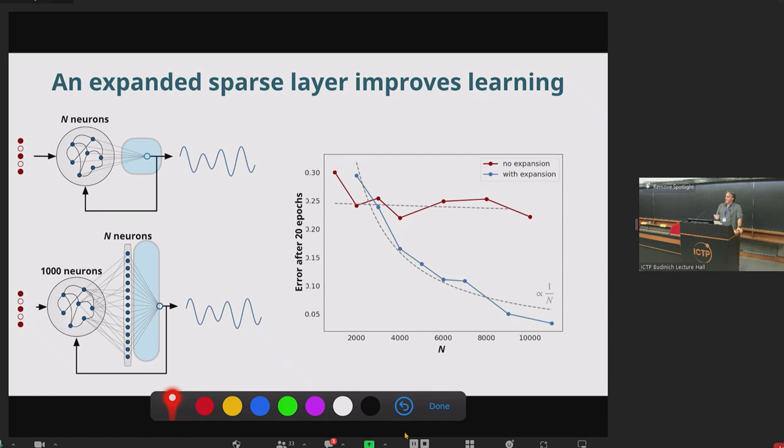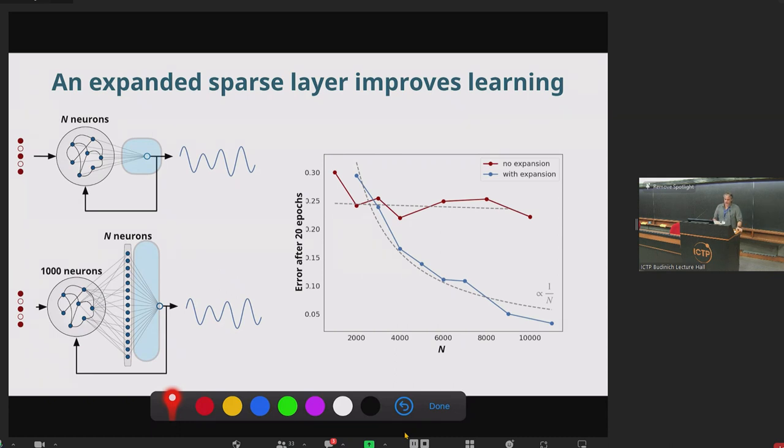How do we define efficiency? Basically, what happens when we add more neurons? In one case, with FORCE, we can add more neurons into the cortical layer. In the cerebellar-like architecture, we keep the cortex fixed, but we add neurons into the cerebellar layer. As you can see, without the expansion or without the cerebellum, if we add more neurons, we don't really improve the efficiency of our learning. But if we add neurons to that big layer, we can see that the error drops like 1 over N, as we would expect.